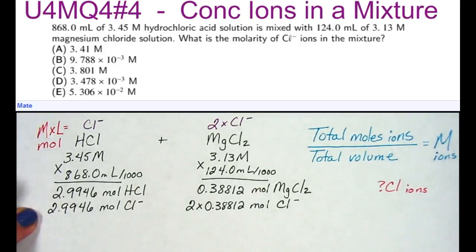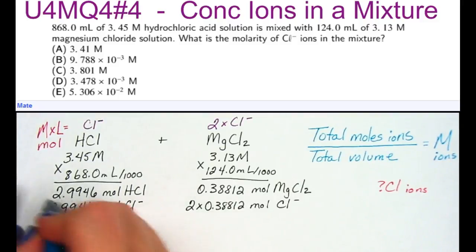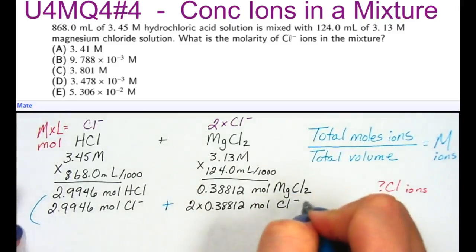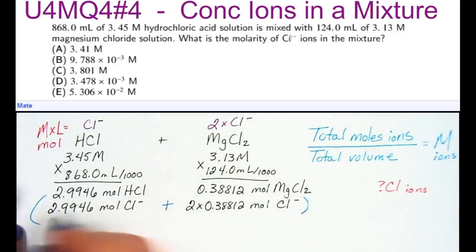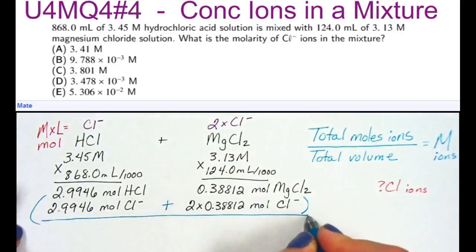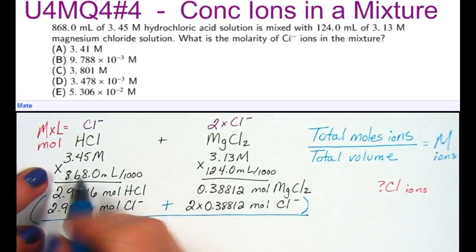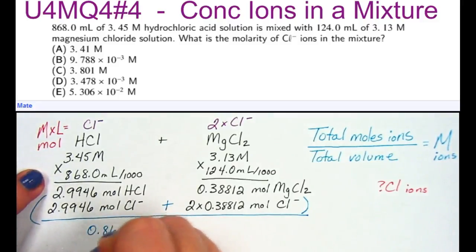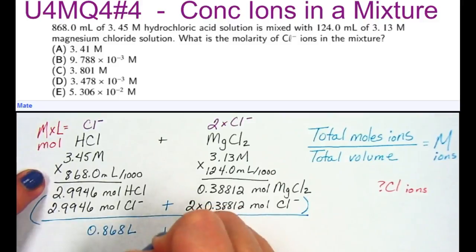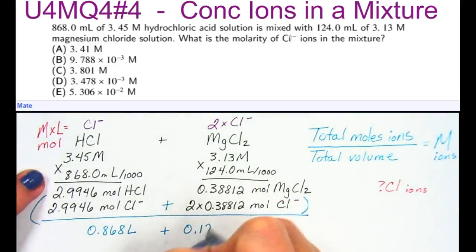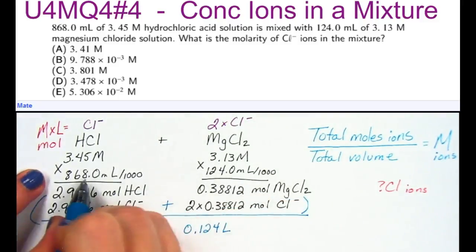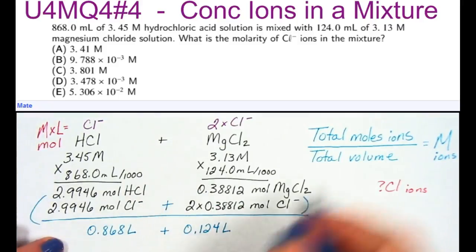So now I'll take this information and insert it into this equation, where I take my total moles, so that's this plus this, that's my total moles, and I'll divide all of that by my total volume, which is 0.868 liters plus 0.124 liters, my 2 volumes that were mixed together.